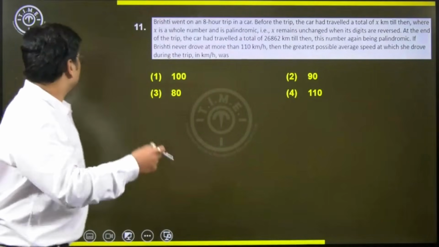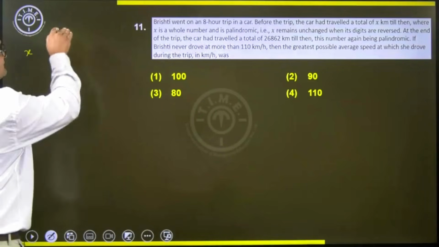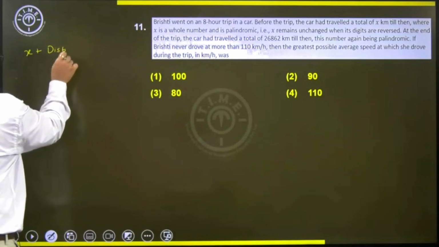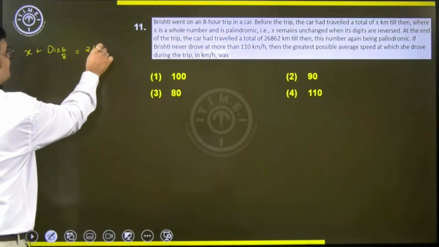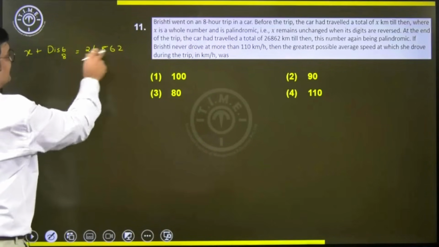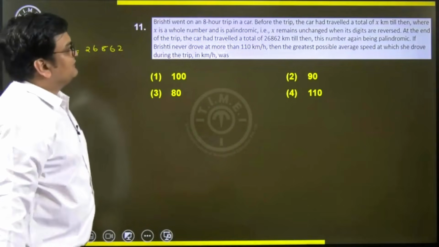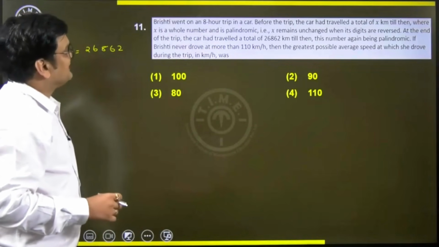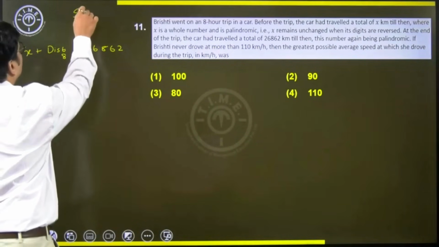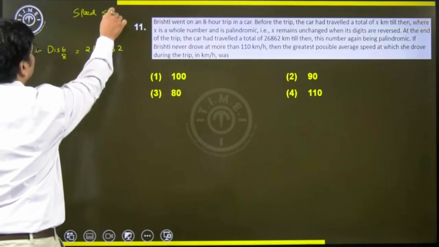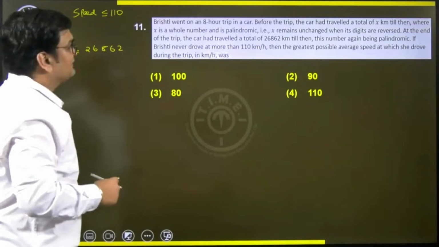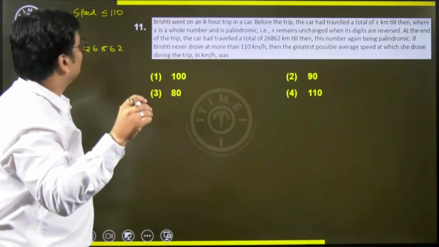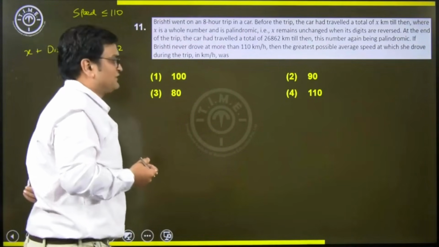So, that means the initial reading was x, plus the distance travelled now in 8 hours, will be equal to 26862. And please note again, this number is also palindromic. If Brishti never drove at more than 110 kilometers per hour, so her speed is never more than 110, that means it is less than or equal to 110 kmph. And the greatest possible average speed at which she drove during the trip in kmph was.